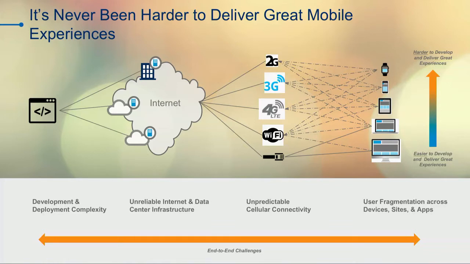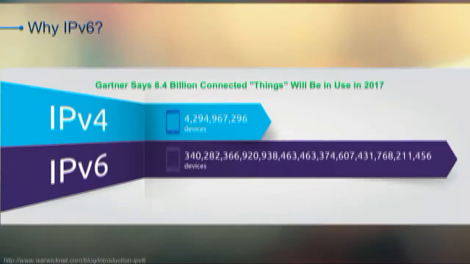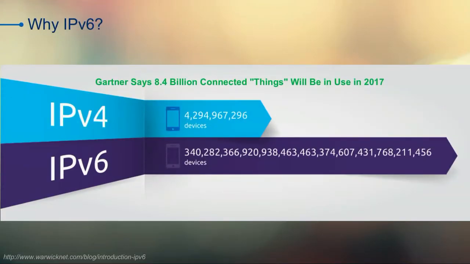So it's getting harder. Here are a few things that we wanted to talk about that make some of these challenges go away. Not all of them, but some. First, let's talk about protocols, and in particular, we want to focus on IPv6. All of us know that we're running out of IPv4 address space. By the end of the year, we're going to have so many devices, it's almost 2 times the number of IPv4 address spaces we have.